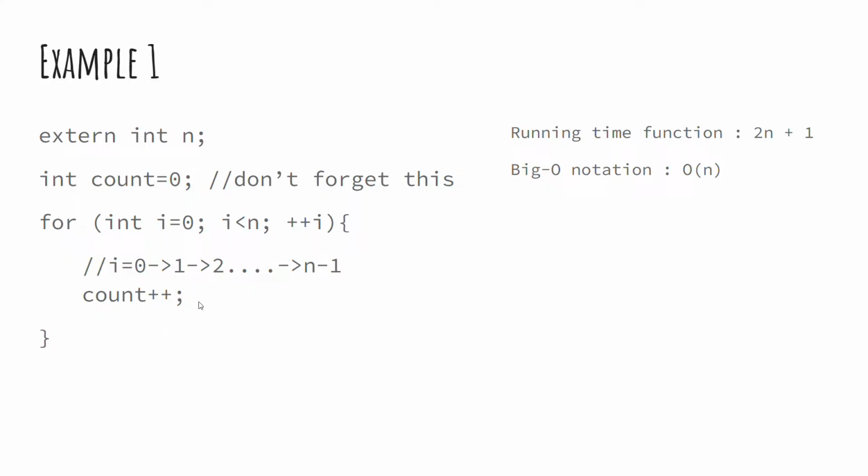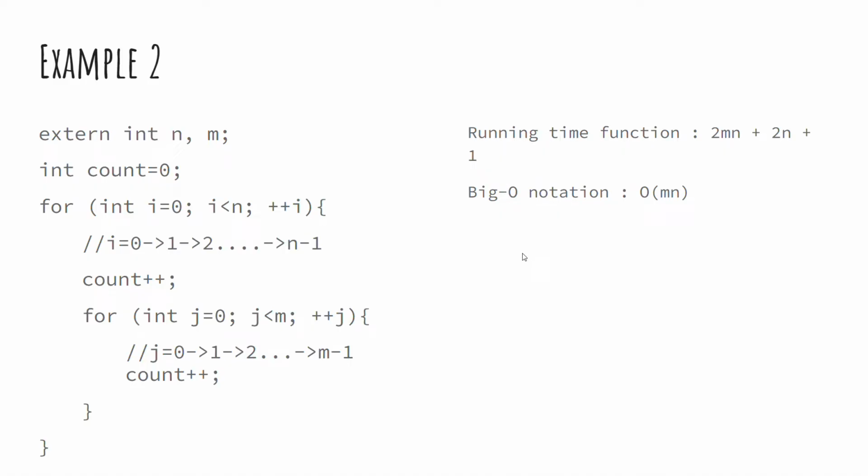count plus plus is two operations. You can think of this as count equals count plus 1, where count plus 1 is incrementing count by 1, so that's one operation, and then assigning that value to count is the second operation. This loop iterates n times because it goes from 0 all the way up to n minus 1. So that's where we get 2n from, and the plus 1 comes from the initial declaration of count to 0. And so the time complexity of this algorithm comes out to be big O of n.